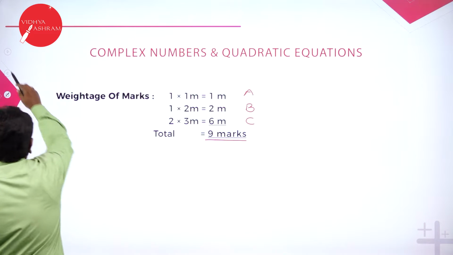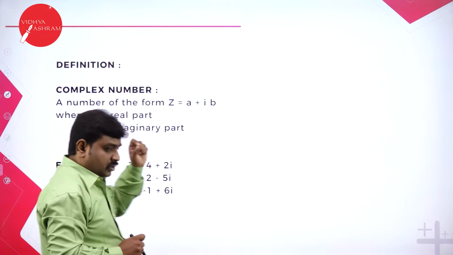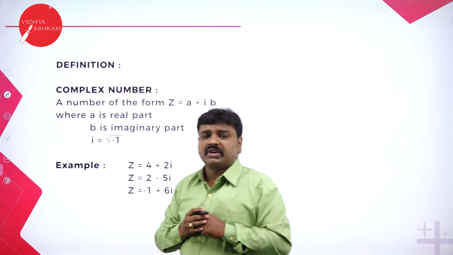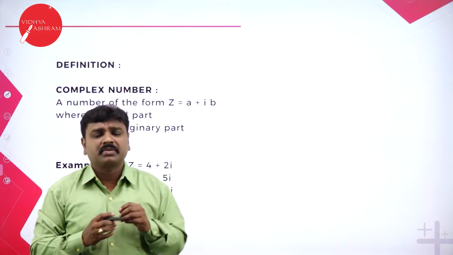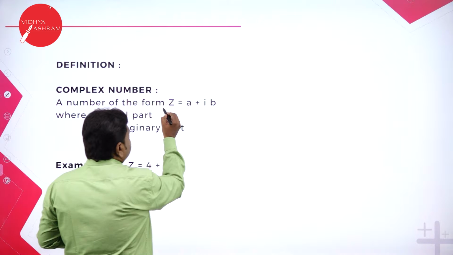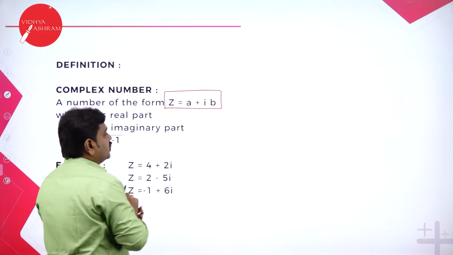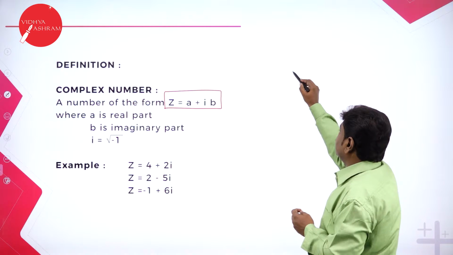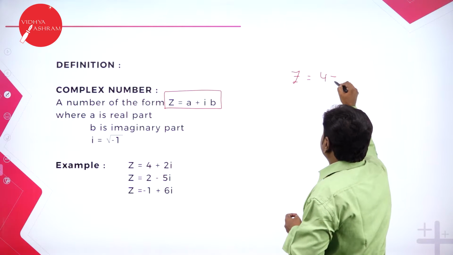Now, first we will see what is the definition of complex number. Any number we cannot call it a complex number. Complex number means a number of the form z is equal to a plus ib. So a number of the form z is equal to what? A plus ib. A number which is in the form z is equal to a plus ib. For example, z is equal to 4 plus 5i.